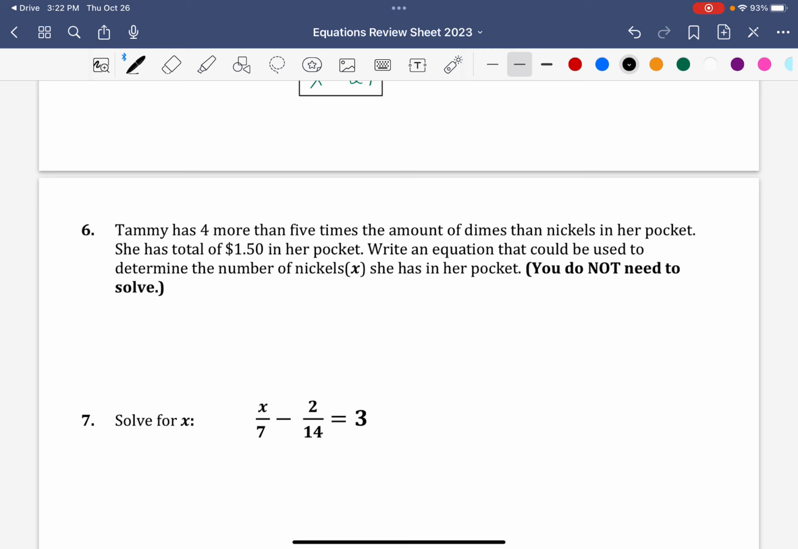So it says Tammy has 4 more than 5 times the amount of dimes than nickels in her pocket. She has a total of $1.50 in her pocket. Write an equation that could be used to determine the number of nickels X that she has in her pocket. So it's actually very helpful that they're telling us that nickels is going to represent X.